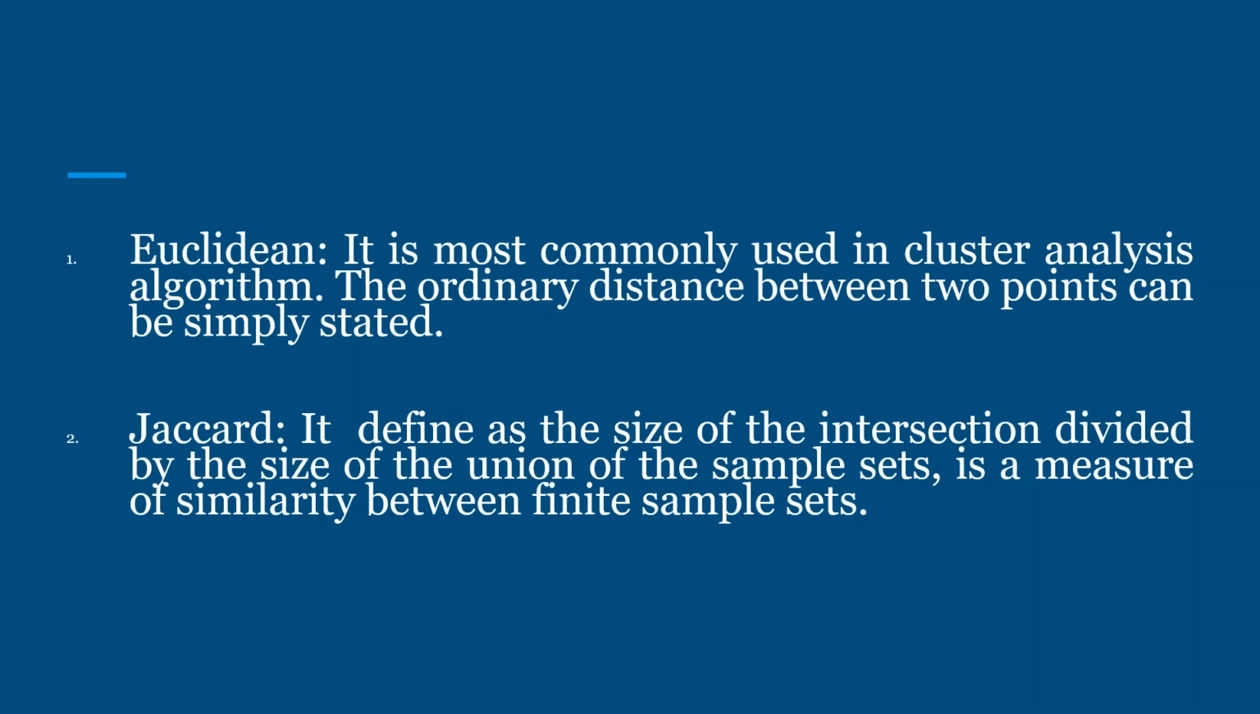And finally, the last similarity measure is Jaccard. Jaccard can be simply defined as the size of the intersection divided by the size of the union of the sample sets. So when we divide the size of the intersection by the union of sample sets, we get the Jaccard measure. And Jaccard measure is usually used for similarity between finite sample sets. So these are the four types of similarity measures and a brief description of how they work. Now we'll look into it further.